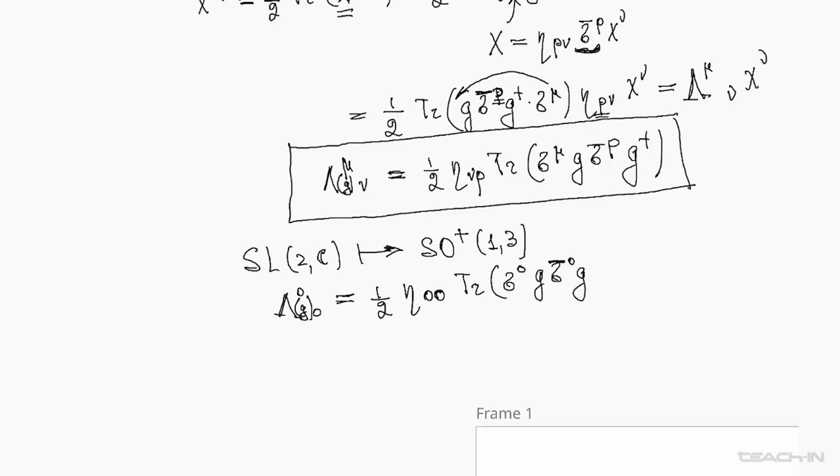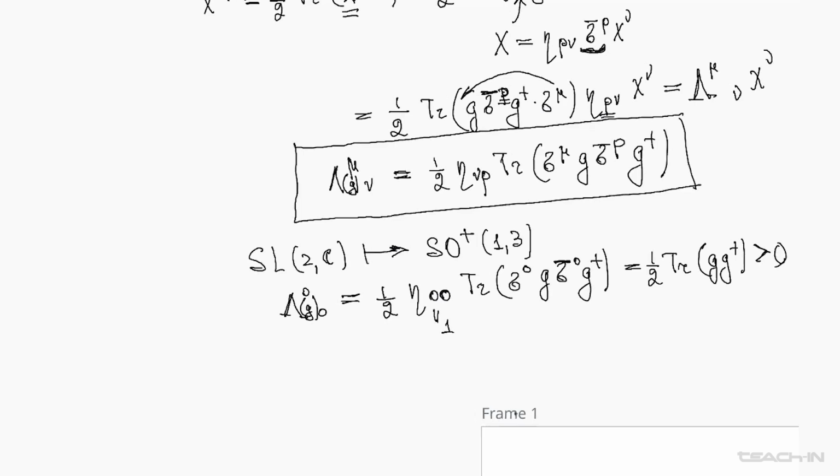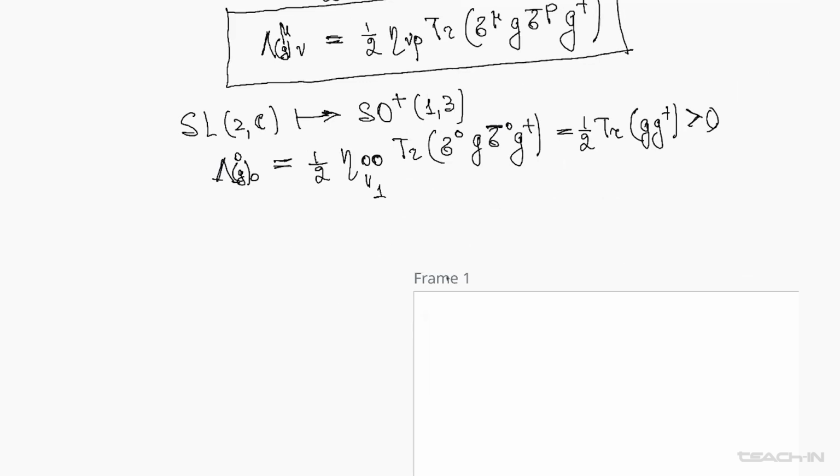And so I will be getting this formula here. Eta 0,0 is 1. Sigma 0 is an identity matrix. So therefore, this is given by 1/2 trace G G dagger. And this is a positive expression, so this is bigger than 0. And therefore, what you are realizing by means of this construction is nothing else than an orthochronous transformation, right? So the transformation which I'm doing is orthochronous.